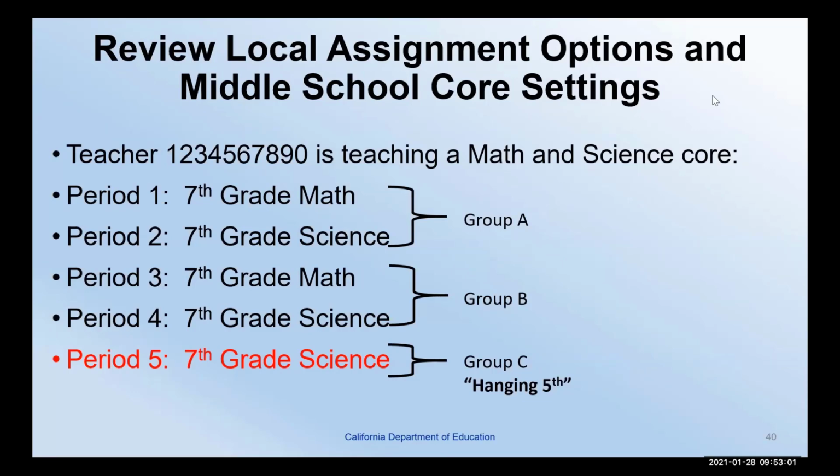So they're teaching math and science: 7th grade math and science to group A, 7th grade math and science to group B. And then they've got a hanging 5th period, which means they can teach either of the subjects they're coring to a separate group of kids as long as it's at the same grade level. That's typically called a hanging 5th. Again, let's assume that they have a multiple subject credential and they are coring these subjects, and they've got a hanging 5th period of 7th grade science.